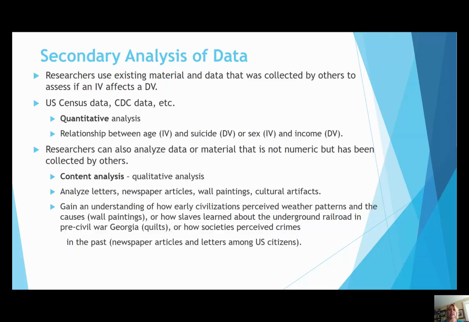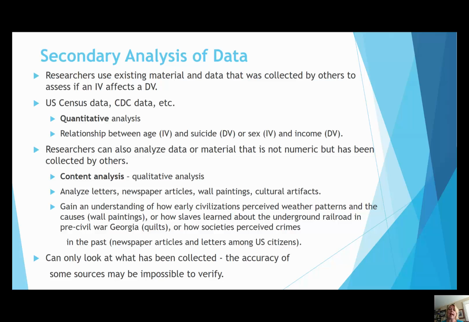Through content analysis and the secondary analysis of qualitative data, you can gain an understanding of how early civilizations perceived weather patterns and the causes through their wall paintings depicting explanations, or how slaves learned about the Underground Railroad in pre-Civil War Georgia through quilt messages, or how society has perceived crimes in the past through newspaper articles and letters among citizens. These are all qualitative ways of looking at pre-existing data and material to determine if an independent variable has affected a dependent variable, or just to explore new theories. You can only look, though, at what's already been collected, and the accuracy of some sources may be impossible to verify.